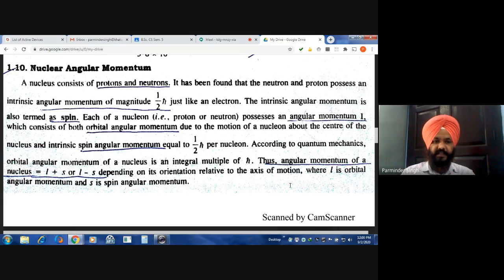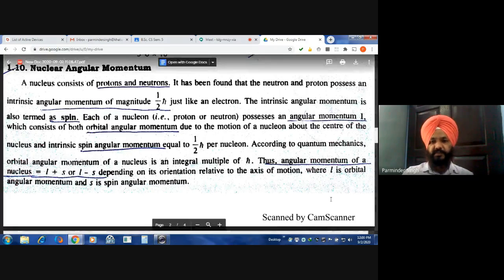According to quantum mechanics, the orbital angular momentum of a nucleus is an integral multiple of h cross, and the spin angular momentum is 1 by 2 h cross. So the angular momentum of a nucleus in terms of quantum mechanics is written as L plus S or L minus S, meaning the sum or the difference of orbital and spin angular momentum depending on the orientation relative to the axis of motion, where L is the orbital angular momentum and S is the spin angular momentum. We use the plus or minus sign depending upon their orientations.